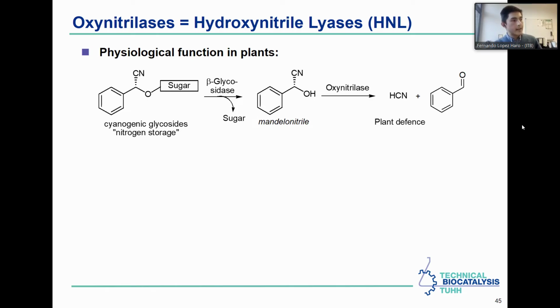One last example that I wanted to quickly add to that in the growing list of lyases is what plants use as defense.